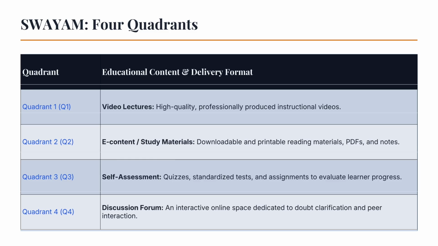Let's understand this concept with a simple example. You are playing a new phone game, okay? So, quadrant 1 is when you watch a small video in the game that shows you how to play. Quadrant 2 is when you read the text on the screen that tells you what the buttons do. Quadrant 3 is when you play the very first easy level to test your skills. Then quadrant 4 is when you ask your friends for help when you cannot beat a hard level. So I think now you have understood the four quadrants, right?